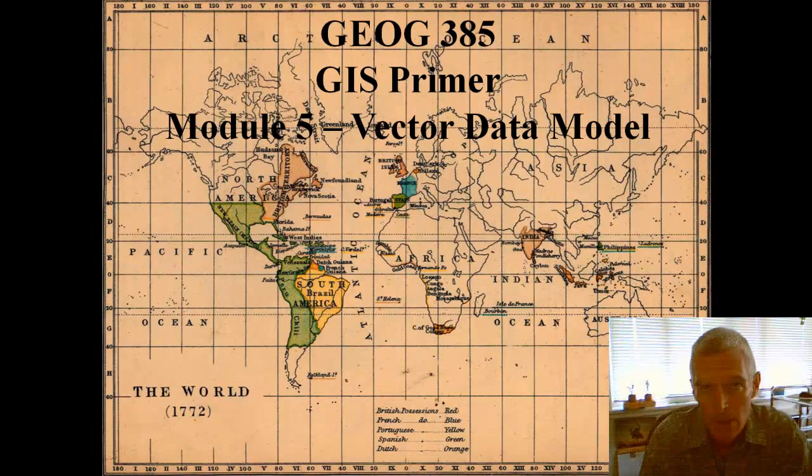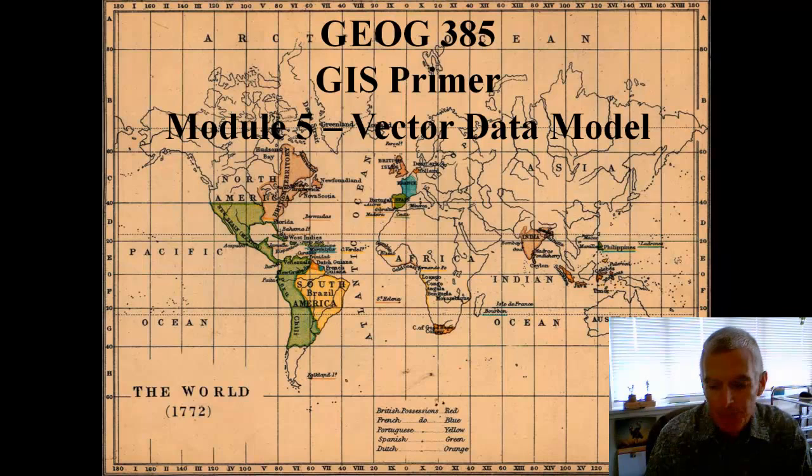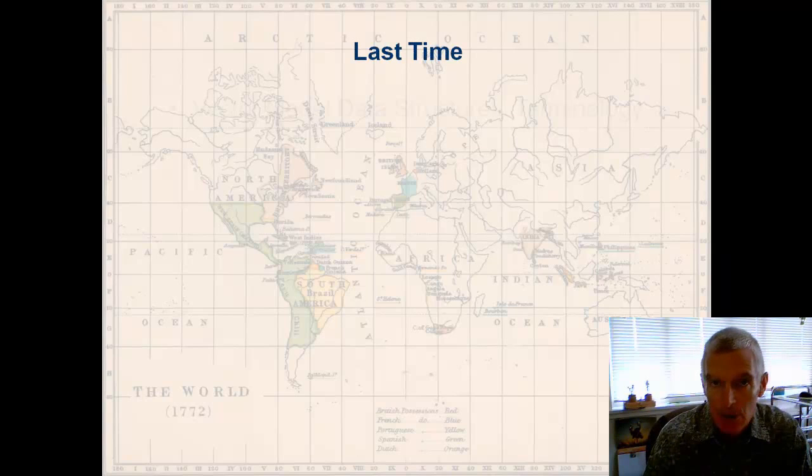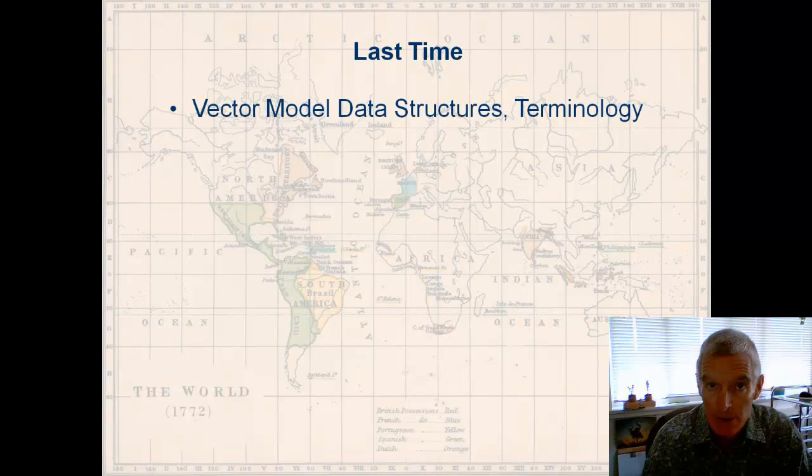This is the third video of Module 5 Vector Data Model. Last time I talked a little bit about data structures and terminology. Think of terms like feature class, feature dataset, coverage, shapefile, geodatabase. Understand the terminology and you'll be able to build your understanding as you go without stumbling over what the words mean.